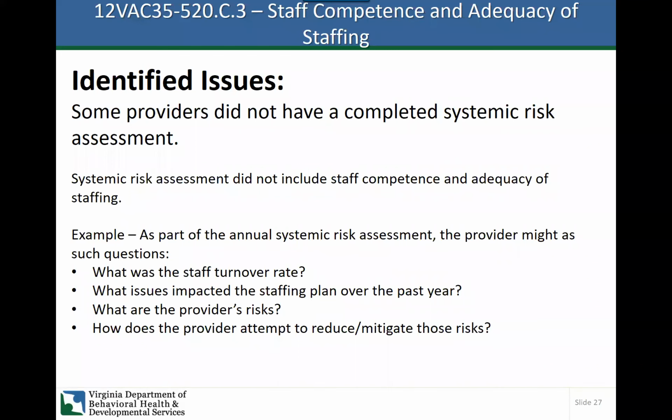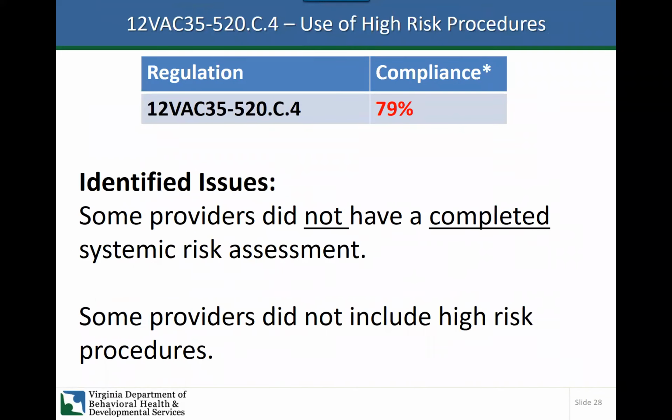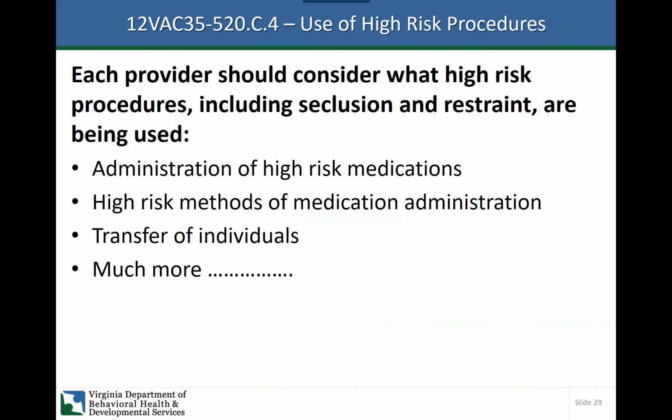So the next one is also part of your systemic risk assessment, and that's the use of high risk procedures. And that was even lower at 79%. Again, same problems, they didn't complete it or they didn't include high risk procedures. So on the next slide, we talk about what that should include.